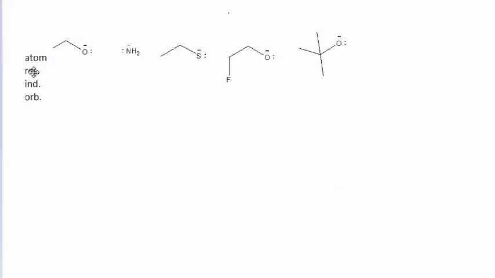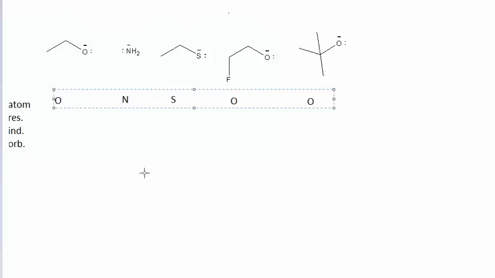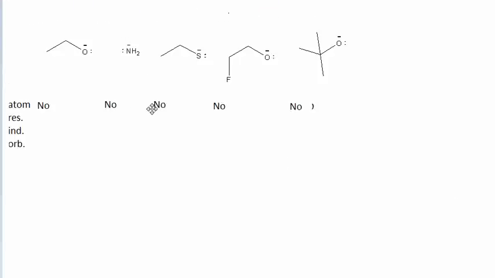So our 4 criteria were the atom, whether it had resonance stabilization, how the inductive effects affect things, and the orbital. So for each of these, it should be rather obvious which atom is bearing the negative charge. So it is whichever one has that formal charge, the minus sign next to it. For resonance here, you don't have any pi electrons, so there's no way that any of these species is going to be able to undergo resonance. So that's going to be no's across the board.